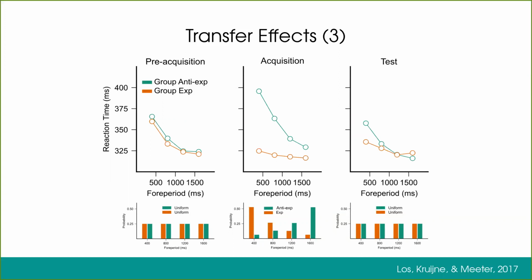The reaction time foreperiod function revealed a transfer effect. Although both groups completed blocks with the same distribution, the reaction time foreperiod functions differed between the groups. This difference reflected the shape of the functions from the previous acquisition phase.